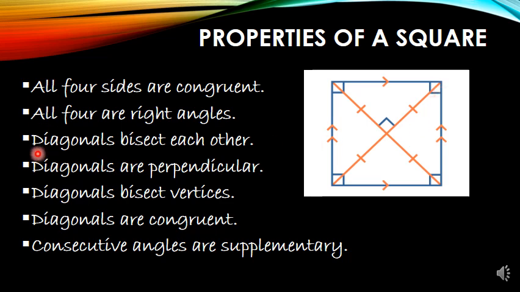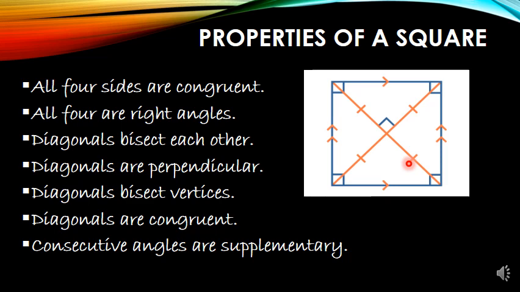Coming to the diagonals, diagonals bisect each other. You can see there are two diagonals here. They bisect each other equally. So not like a rectangle or a rhombus, here all the four bisected parts are equal. You can see this will be equal to this line segment and this will be equal to this. So all the four parts of the diagonals which are being bisected will be equal to each other.